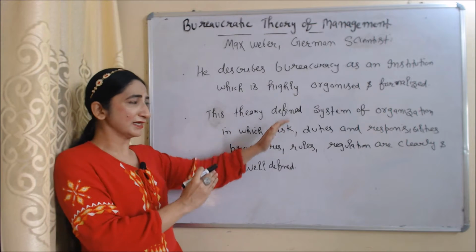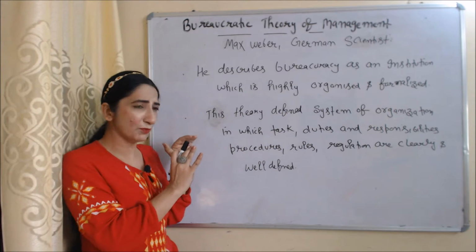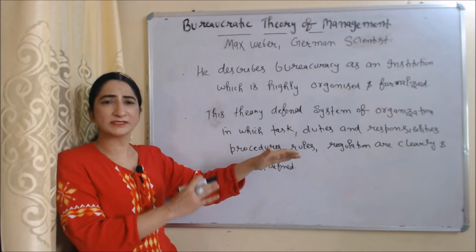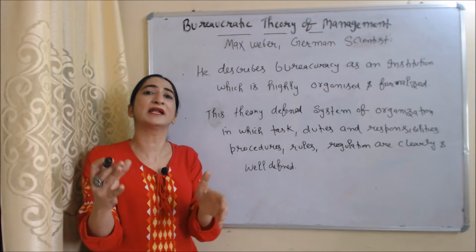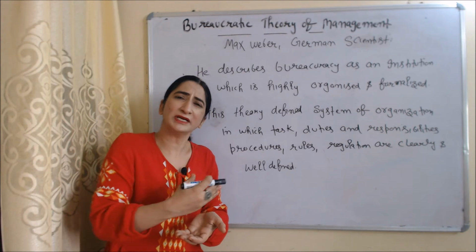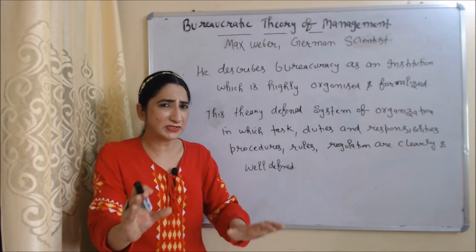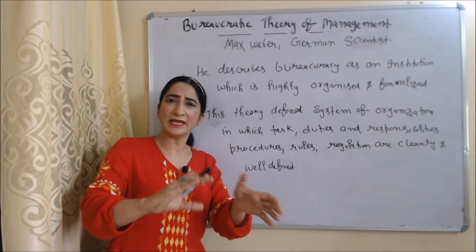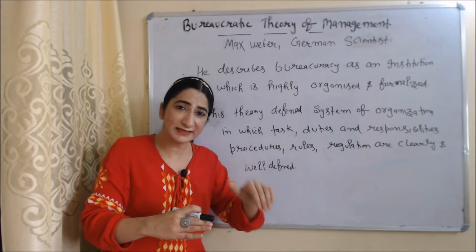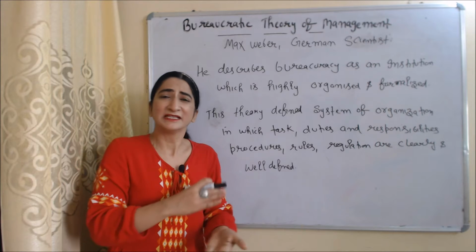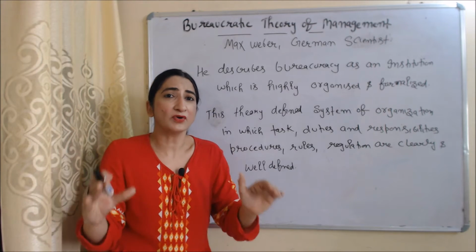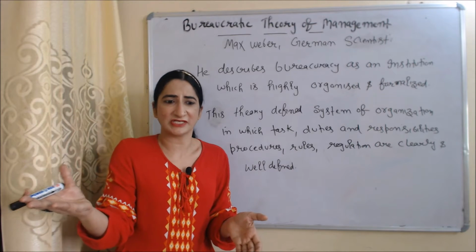This theory defines system of organization in which tasks, duties and responsibilities, procedure, rules and regulations are clearly and well defined. Or we can say that in bureaucratic organization, we clearly define tasks, duties, responsibilities, rule and regulation for every employee, and every employee has to work under these rules and regulation. They cannot break these rule and regulation, or we can say that they cannot give their own ideas or suggestions.